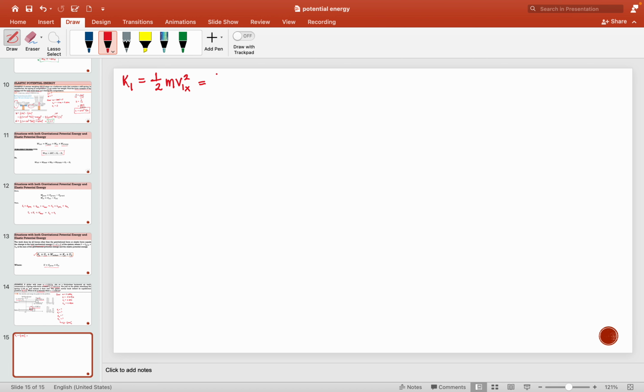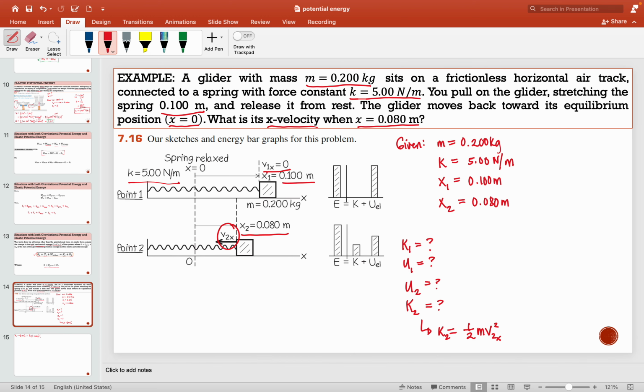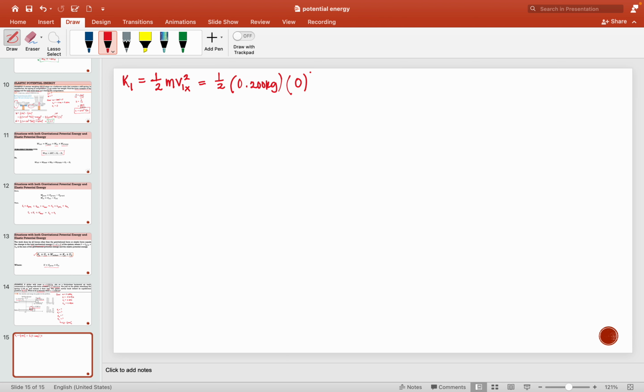Okay. So, we have 1/2 times the mass, which is 0.200 kilogram, times our V1x, which is 0, since it hasn't moved yet; you release it from rest, so the glider is at rest. So we have 0 squared. So obviously our initial kinetic energy is 0. So take note of the initial kinetic energy.